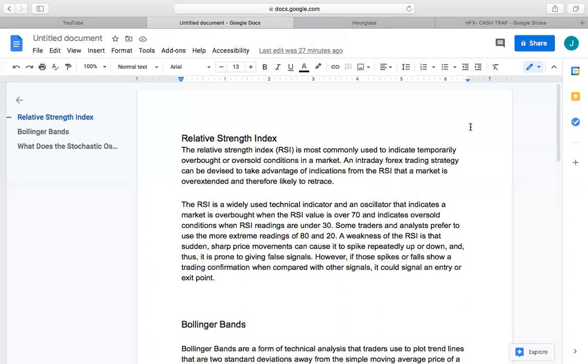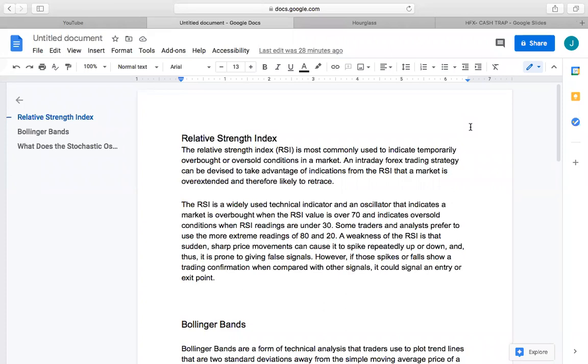An intraday, which means day trading, forex trading strategy can be devised to take advantage of indications from the RSI that a market is overextended and therefore likely to retrace. The RSI is a widely used technical indicator and an oscillator that indicates a market is overbought when the RSI value is over 70 and indicates oversold conditions when RSI readings are under 30, okay? Some traders and analysts prefer to use the more extreme readings of 80 and 20. A weakness of the RSI, this is the con of the RSI, right? I know some of y'all may be depending on the RSI and stochastic, but that's not the only thing you should depend on. You should use it as a clue.